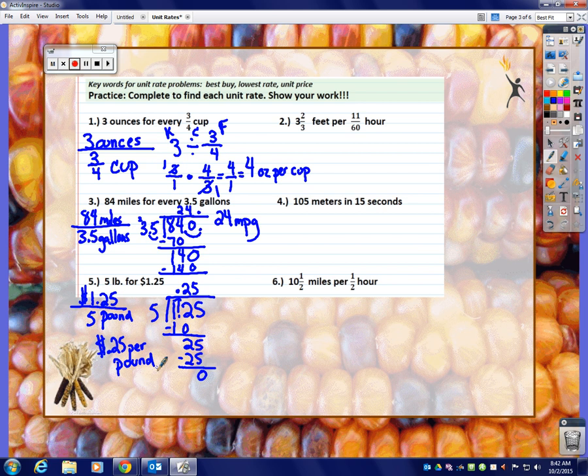Okay, you're going to do 2, 4, and 6 by yourself. So remember, on number 2, you're just setting it up: 3 2/3 feet per hour.